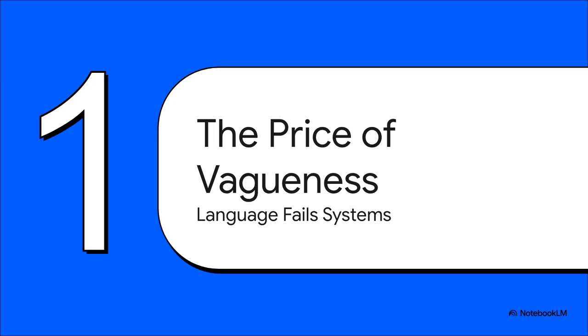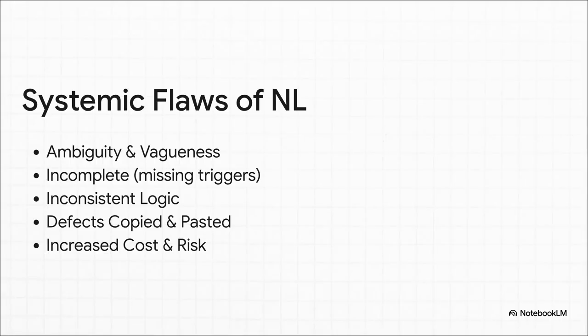Okay, so first up, the big problem. Why does everyday language just fail when you're building complex systems? Well, using normal, unconstrained language for technical requirements is a recipe for disaster. It's just full of ambiguity and defects. And we're not just talking about minor grammar mistakes here. These are serious, systemic flaws.